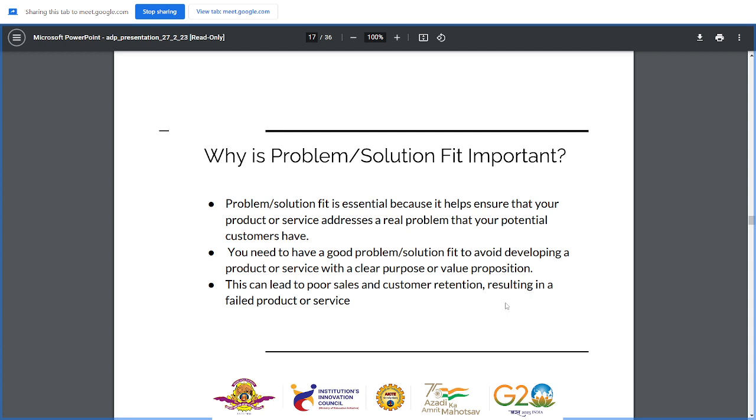Then you need to have a good problem solution fit to avoid developing a product or a service without a clear purpose or value proposition. Simple thing. Apple has developed its smartphone, but does anybody have the utilization? Does anybody have the design that is made available? Does anybody have its configuration that is available, that Apple can use?